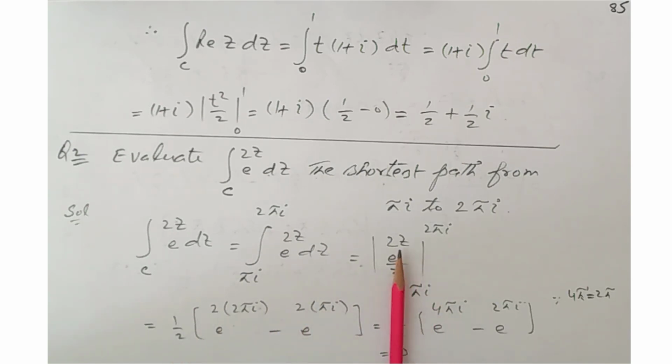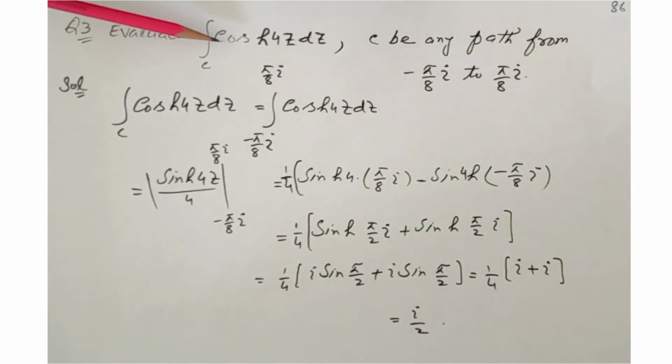Now applying the limits, we put the value of z, that is 2πi, and here we put the value of z equal to again 2πi. This becomes 4πi, and this is 2πi, because 4πi is again 2πi. Because they are equal values, they will cancel. We get the result 0.